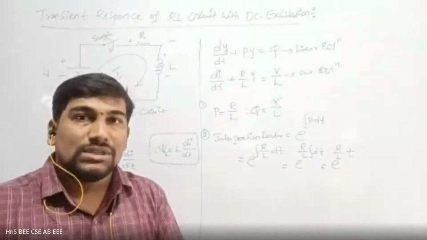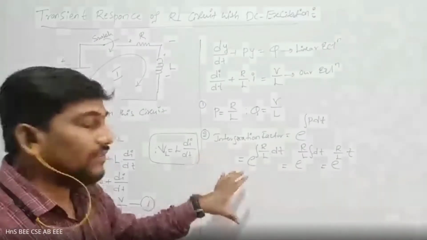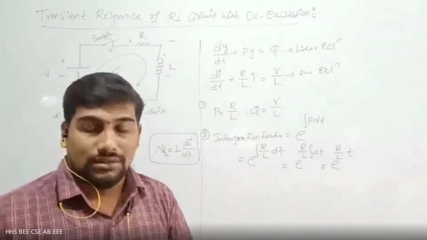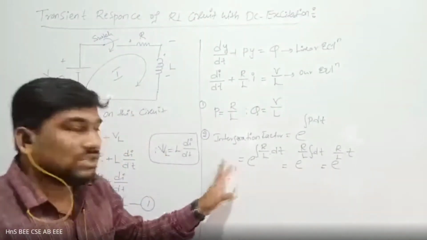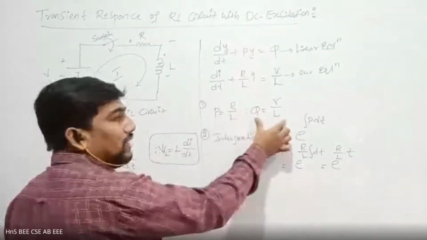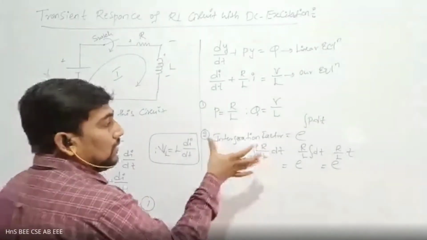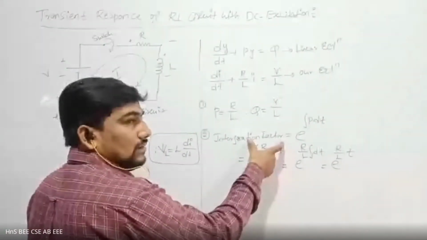We are finding some general equation, that is the I equation. By using this step, we are finding the final equation. Now see, after completion of this step, just compare these two equations, and we can get the p value and q value. That's the first step, step number 1. And coming to step number 2, write the integration factor.